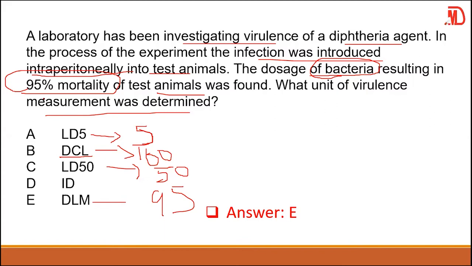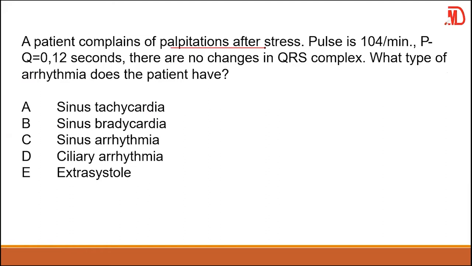A patient complains of palpitations after stress. Pulse is 104 per minute. PQ is 0.12 seconds or 1.2 seconds. There are no changes in the QRS complex. What type of arrhythmia does this patient have?